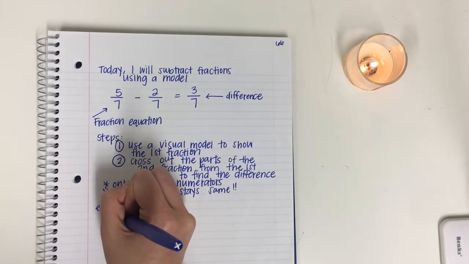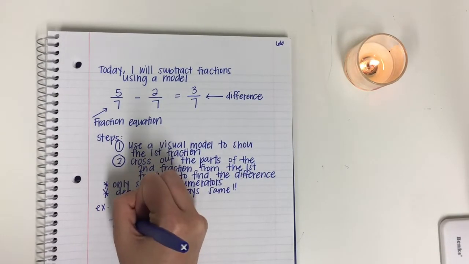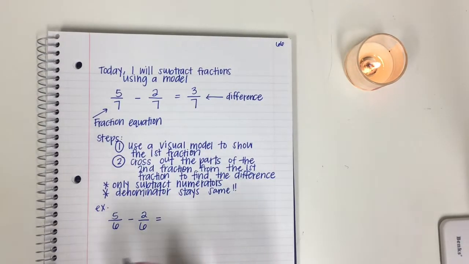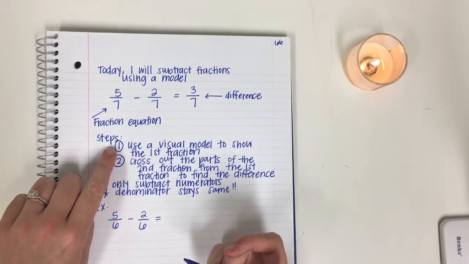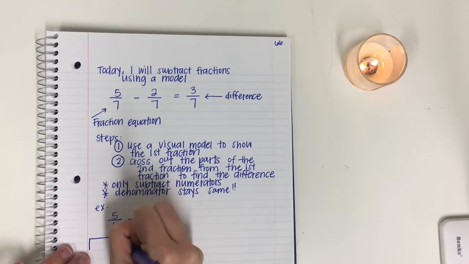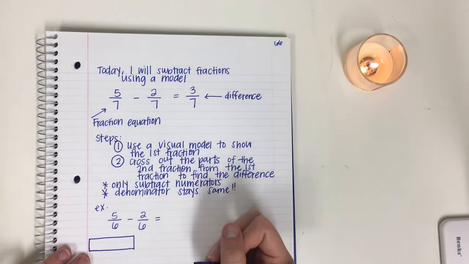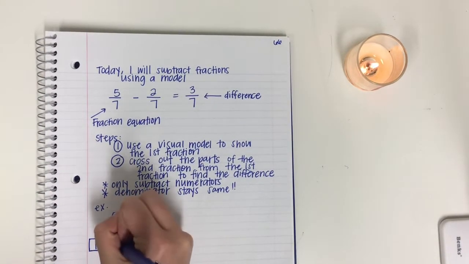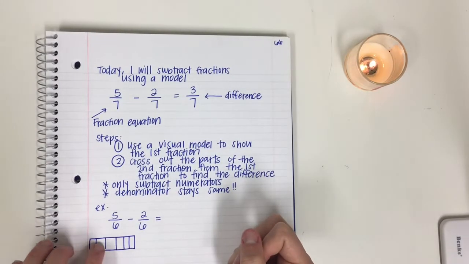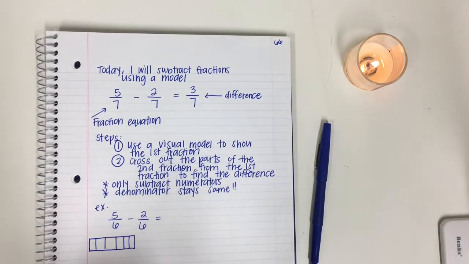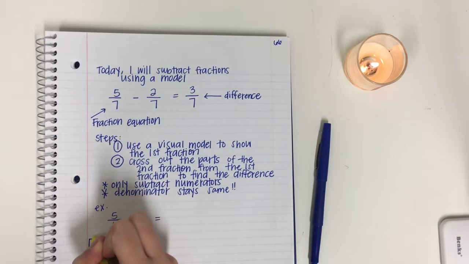Let's say we have 5/6 subtracted by 2/6, and they want us to find the difference. So let's draw. First step is to draw a visual to show the first fraction. So I'm going to do an area model because that's the one I like. You can do a fraction circle or a number line, whatever works for you. How many parts do I have? 6. So I need to draw 5 lines. 1, 2, 3, 4, 5. 1, 2, 3, 4, 5, 6. Good. I take my highlighter. How many do I have? 5. So I need to shade in 5.